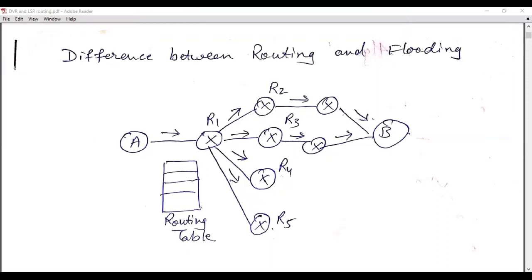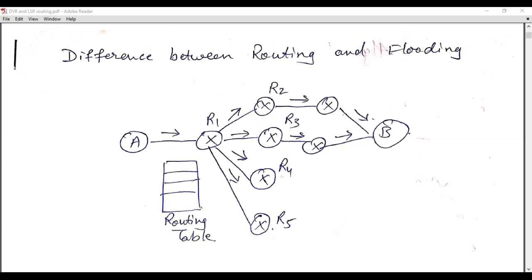So flooding means what? Let's say we want to send a packet from A to B. In that case, A will forward it to router R1, and then router R1 will send it to all the other routers which are connected to it. And when it reaches R2, R2 will send it further, R3 will send it further. So the point is, B may receive the packet from R1, R2, and some other route, and maybe even from R1, R3 through that route.